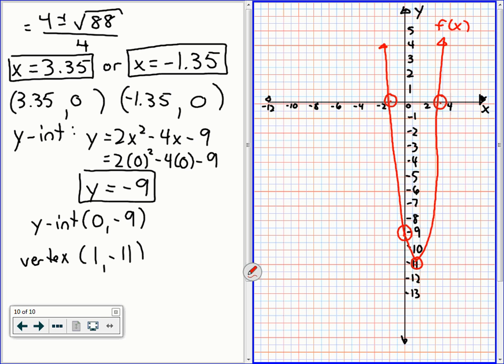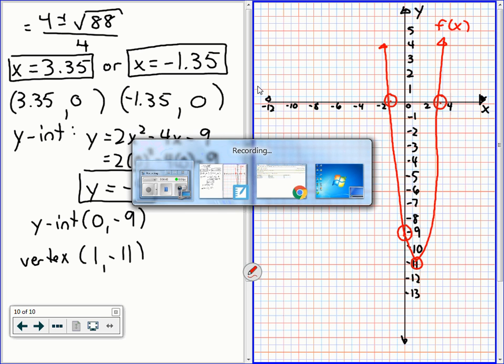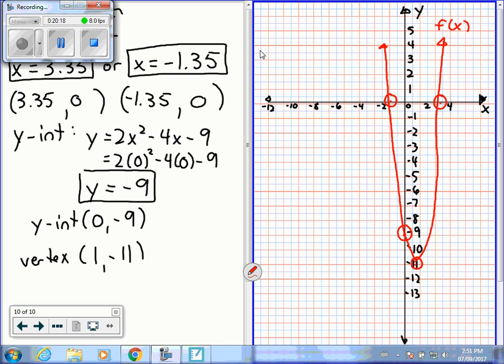I'm going to hit pause, let you guys neaten up your graph, and then we're going to continue.